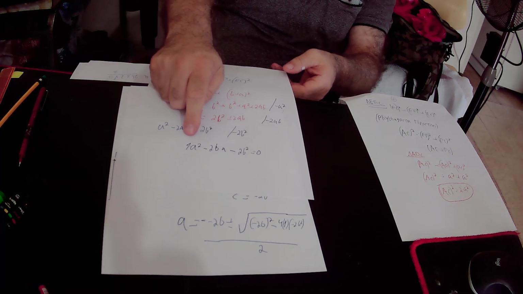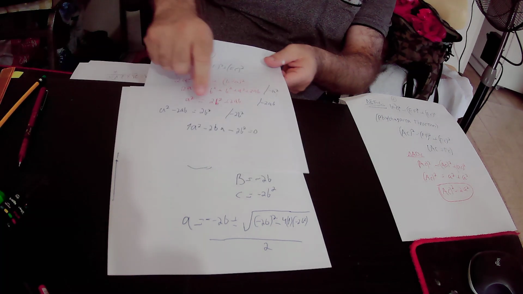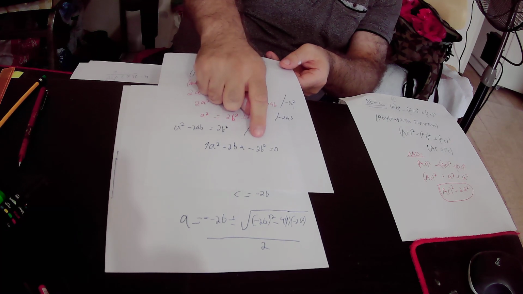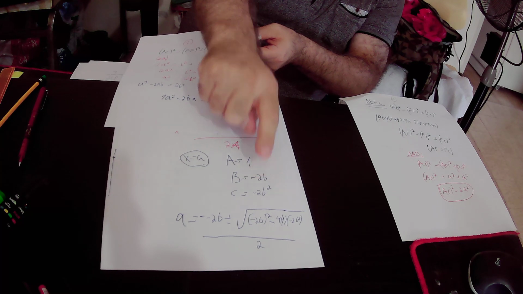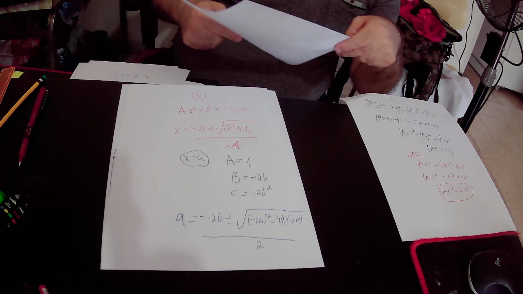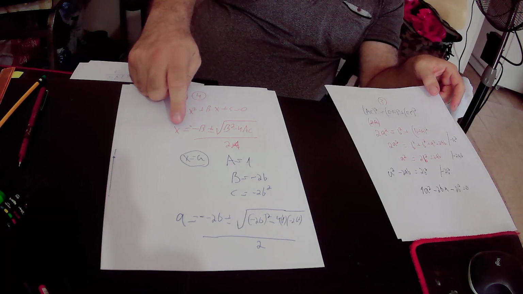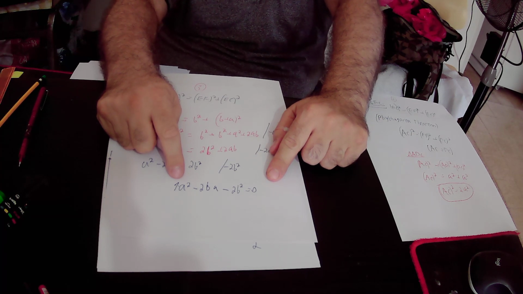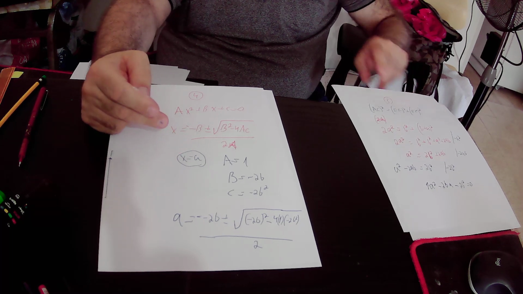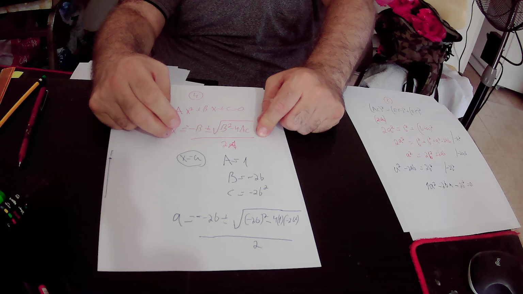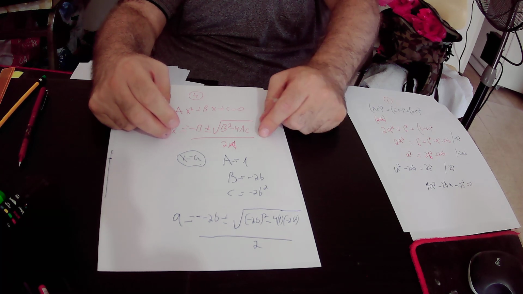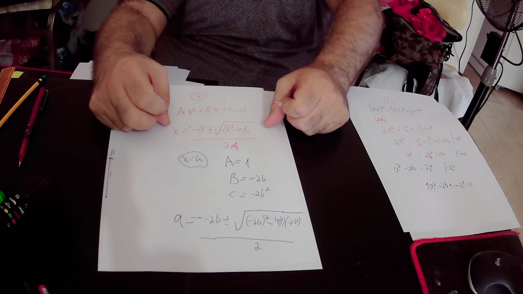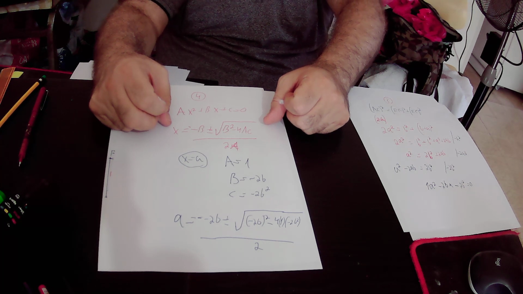So in this quadratic equation, we know that capital A equals 1, capital B equals minus 2b, and capital C equals minus 2b squared. The variable in our quadratic equation is a. So we use this equality in order to solve our specific quadratic equation. This is a general solution for any quadratic equation, and we can use it when we have already found the values of capital A, capital B, and capital C.